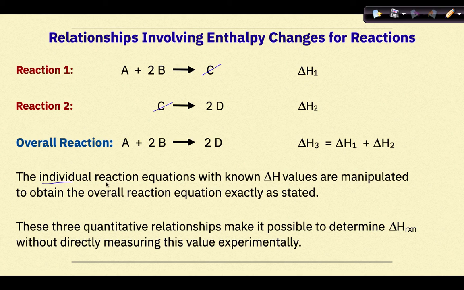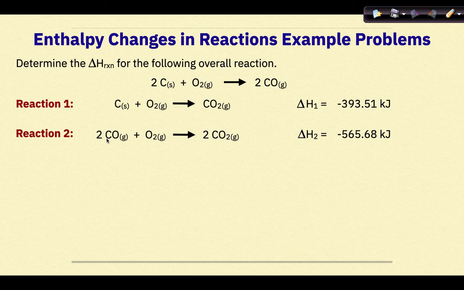So the individual reaction equation with known delta H values are manipulated to attain the overall reaction equation exactly as stated. These three quantitative relationships make it possible to determine the heat of reaction without directly measuring this value experimentally. Let's look at a reaction.